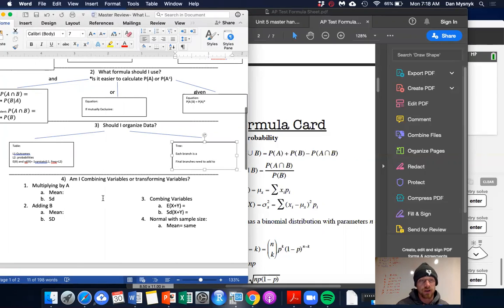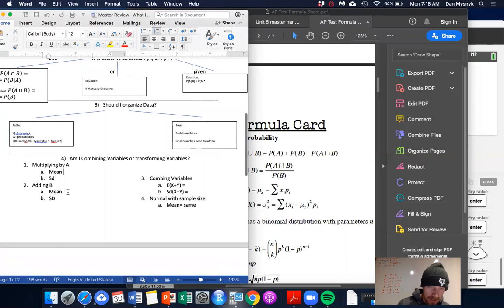Lastly, we're going to talk about combining variables. If you multiply by a value, the mean changes and the standard deviation changes. When you multiply, you multiply the mean and you multiply the standard deviation. If you add to the mean, you do not add to the standard deviation. If you are combining variables, so you have two different random variables, the expected value or the mean of them, you simply take the average of X and you add it to the average of Y. For standard deviation, we combine it using the Pythagorean theorem. So we do the square root of the standard deviation of X squared plus the standard deviation of Y squared.